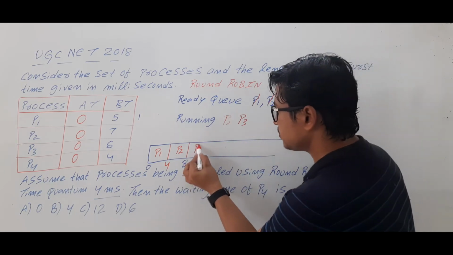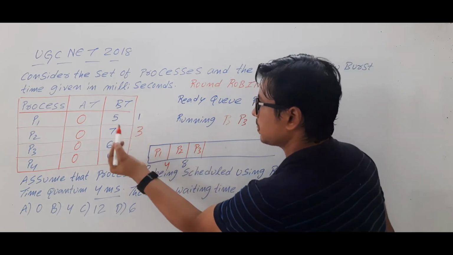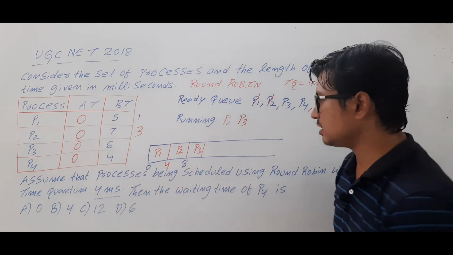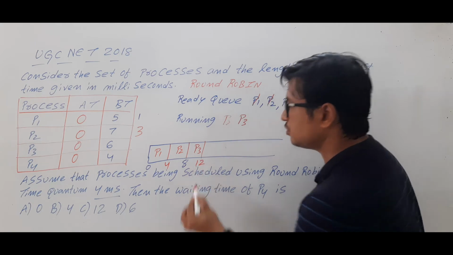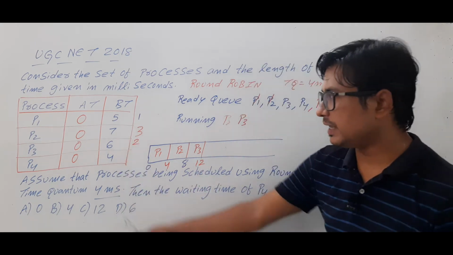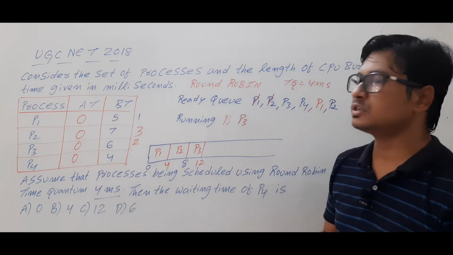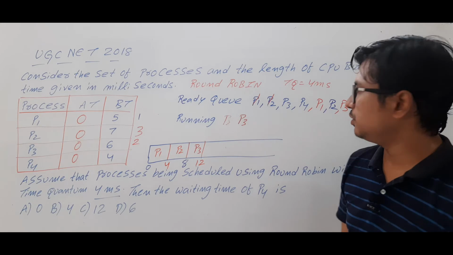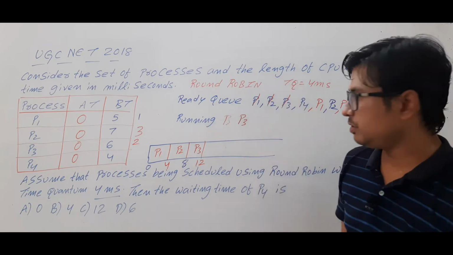Okay, process P3 needs 6 milliseconds of CPU time to complete its task, but the time quantum is 4 milliseconds, so it will be provided only 4 milliseconds and it needs 2 more milliseconds to complete its task. Again it will be sent to the ready queue. Okay, is it clear? Are you able to understand?